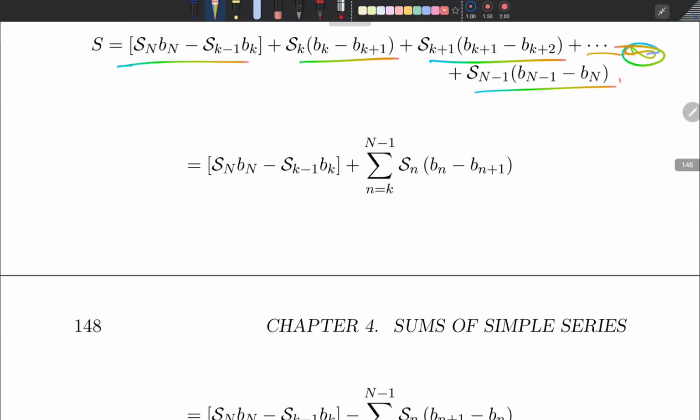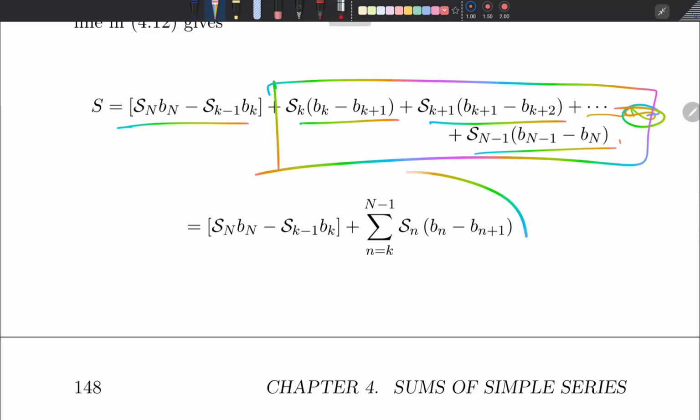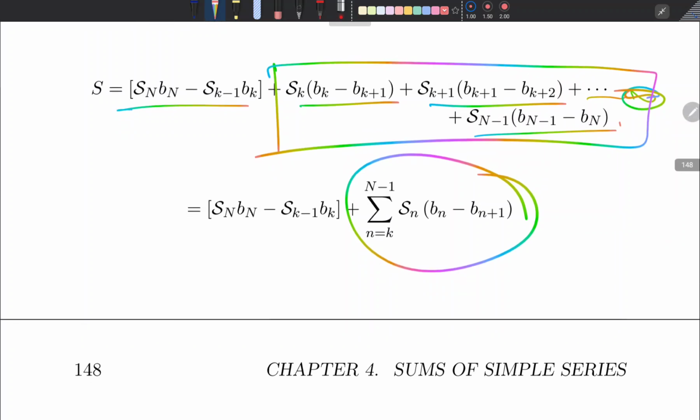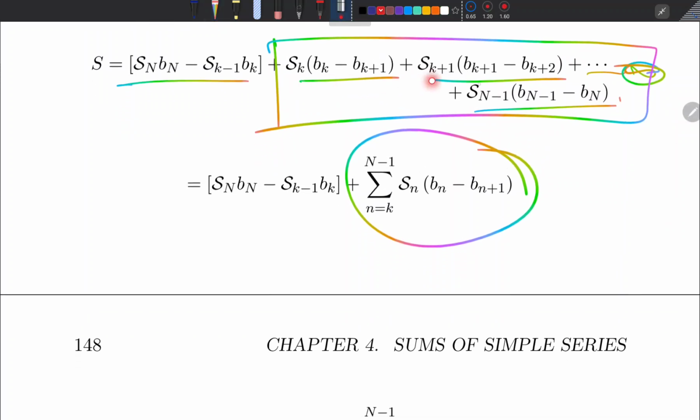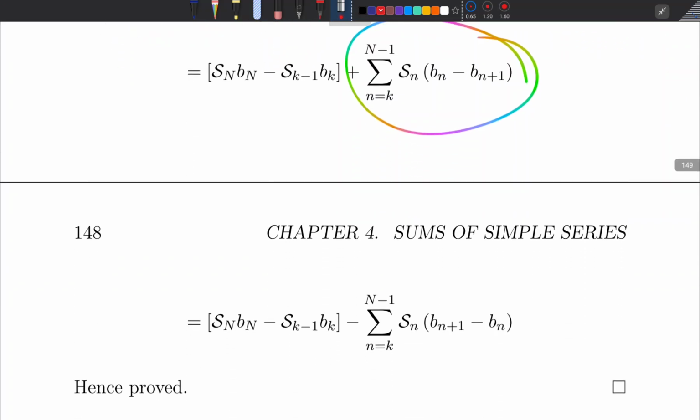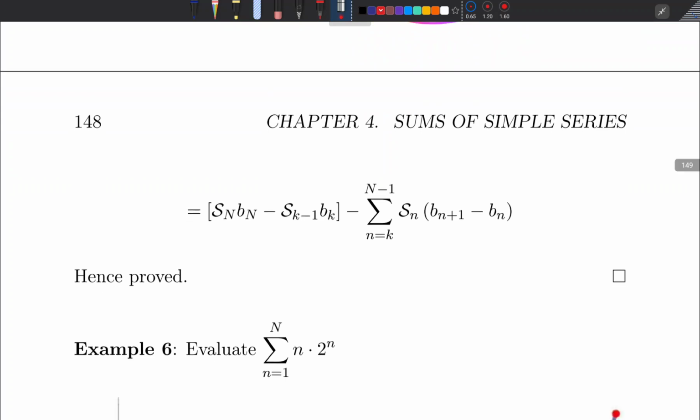Okay, and now we can write this part in compressed summation form as capital S sub capital N times b sub N minus capital S sub k minus 1 times small b sub k, plus the sum as n goes from k to capital N minus 1 of capital S sub small n times (b sub n minus b sub n plus 1). And that's how we're done with the proof.